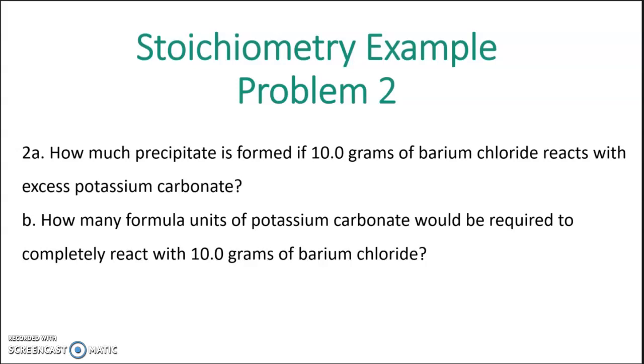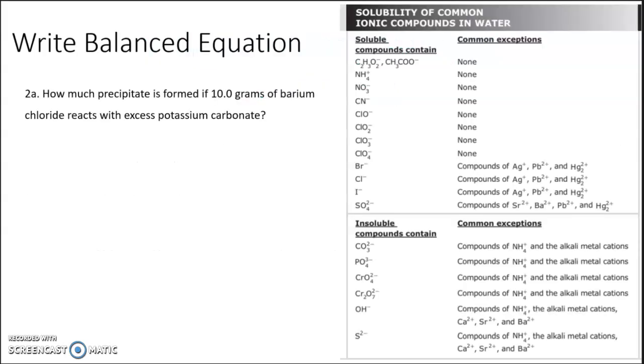I'm going over stoichiometry example number 2. If you're in my class, this is your test review number 2. So the question: how much precipitate is formed if 10 grams of barium chloride reacts with excess potassium carbonate? And then how many formula units of potassium carbonate would be required to completely react with 10 grams of barium chloride? So first thing we need to do always when you have stoichiometry is write a balanced equation.